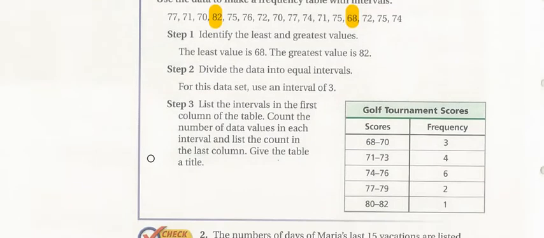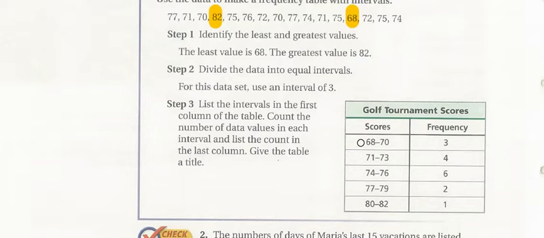Alright, so the second step. The first step is to identify the smallest and the greatest. The second step is to draw my table. You have to write the title for the table, which is what the data represents. So it represents golf tournament scores. I'm going to divide my table into 2 columns. The first one is going to be scores, and the second one frequency, which means how many times the data occurs. We said I'm going to divide into 3, so each interval consists of 3.